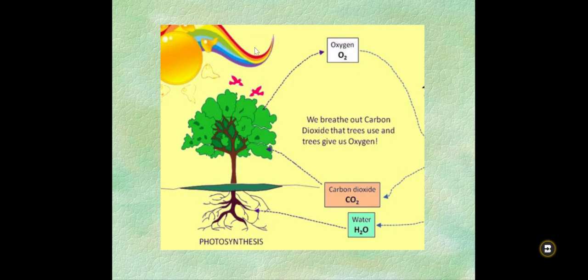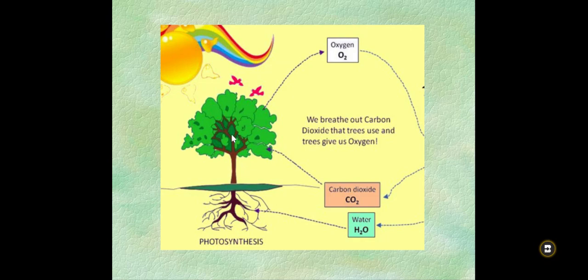Here's a rainbow, so we get that visible light spectrum coming from the sun. We also have a tree here as our plant that is doing photosynthesis. Oxygen is being given off because it is a product. You can see water coming in through the roots, carbon dioxide coming in from the leaves, and then the sugar actually staying within the leaves of the plant, in this case the tree, and the oxygen comes out to the atmosphere so that we can breathe it.